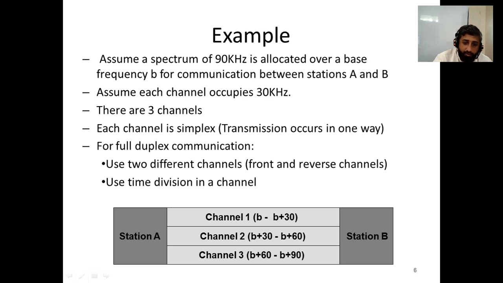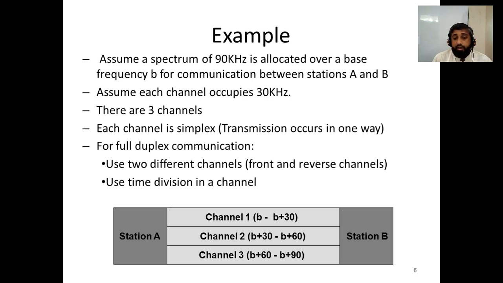So you can see from this diagram here, channel 1 is whatever base frequency B you are using. It will have the frequencies from that particular frequency up to B plus 30 kilohertz, which is the bandwidth of the channel. Similarly, channel 2 will occupy the frequency band of B plus 30 to B plus 60, and channel 3 will occupy the bandwidth of B plus 60 up to B plus 90. So this 90 kilohertz bandwidth is divided into 3 channels for transmission between station A and station B.